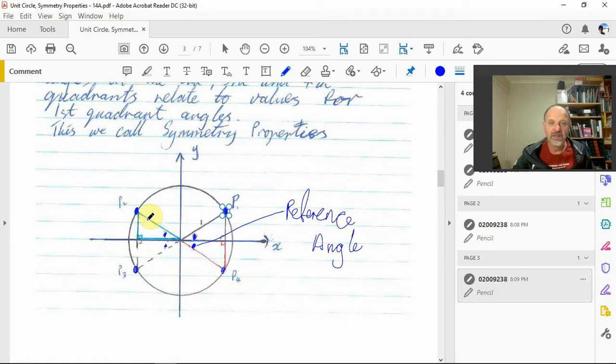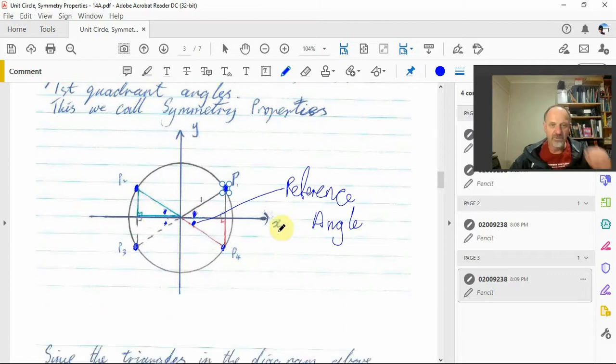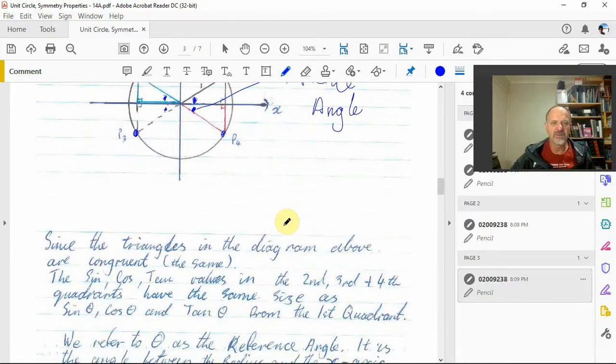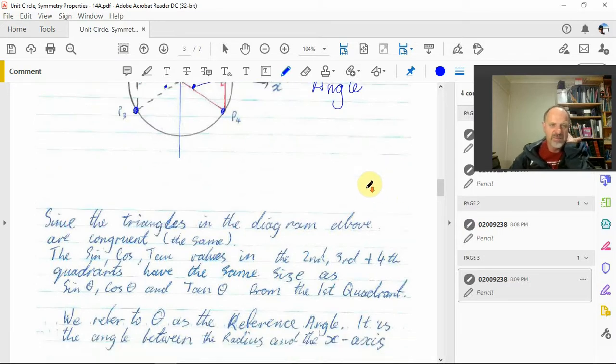All right, so all of those triangles, they're all the same, they're all congruent, and I'll just sort of talk through a few things. So here's a bit of a summary. Since all the triangles in the diagram above are congruent or the same, the sine, cos, tan values in the second, third and fourth quadrants have the same size as that in the first. And we refer to theta here, as I already said, called that the reference angle. And it's the angle between the radius and the x-axis, all right?